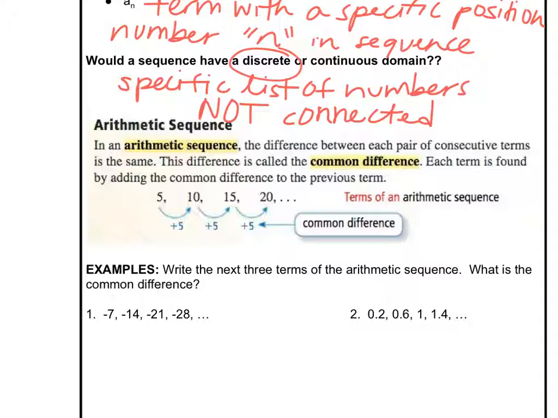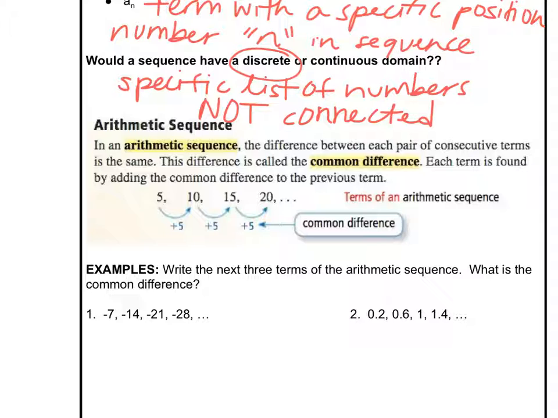Okay, so that's sequences in general. Now let's talk about arithmetic sequences, and we'll read this part. In an arithmetic sequence, the difference between each pair of consecutive terms, consecutive just means side by side, is the same. The difference is called the common difference. Oh, that should sound familiar. Each term is found by adding the common difference to the previous term. We talked about this last week. Common difference is when you're adding or subtracting the same amount over and over.